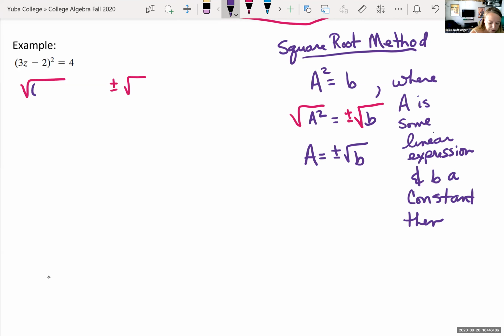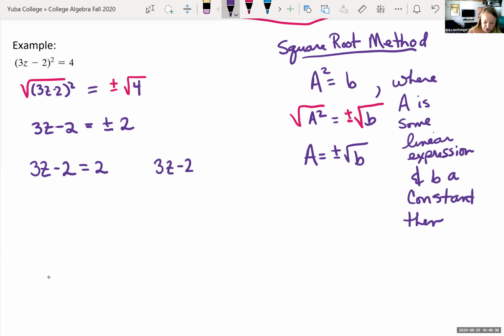So we have the square root of (3z minus 2) quantity squared equals plus or minus the square root of 4. Well, the square root cancels out the square here because it's a single term squared. So this is just 3z minus 2 is equal to plus or minus the square root of 4. The number you square to get 4 is 2. So you technically have two separate equations here: 3z minus 2 equals positive 2, and 3z minus 2 equals negative 2.